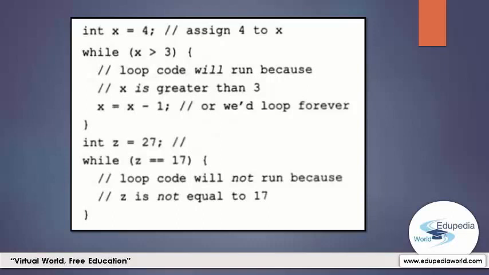Therefore, we cannot go inside the loop again. So we have to terminate the loop and go to the next statement outside of the loop. So this expression, x equal x minus 1, we call it a termination statement of the while loop.